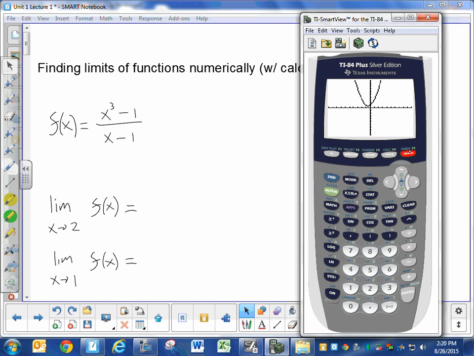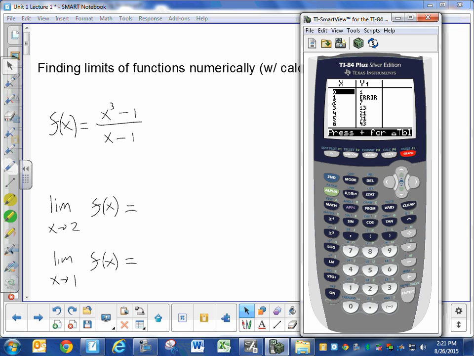How can I find the limit as x approaches 2? So on paper, we just kind of looked at where the graph was, we looked at where the y values were, and we said that's good. Can I do that on my calculator? What do you think, Mr. Thomas? Yeah, maybe let's go into our table and see what the function values are.